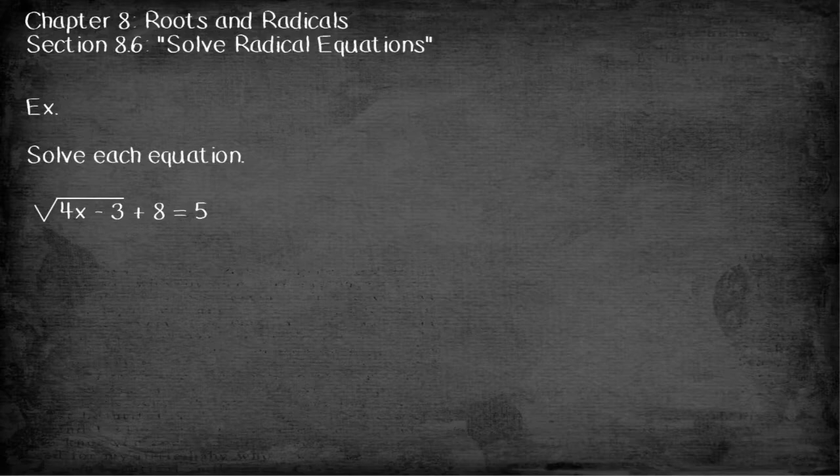All right, more of the same stuff. So I have square root of 4x minus 3 plus 8 equals 5. Let's get the radical on one side by itself. So I would subtract 8. Now I have the square root of 4x minus 3 equals 5 minus 8, which is negative 3. Aha! And I know a square root cannot be equal to a negative number. So I've got no solution.